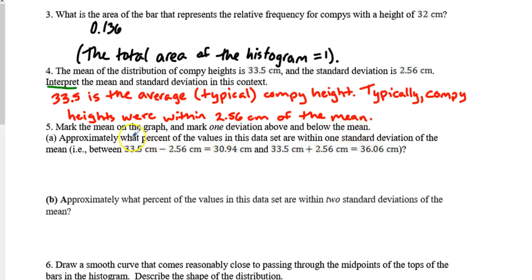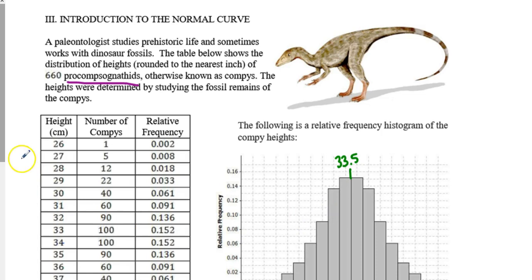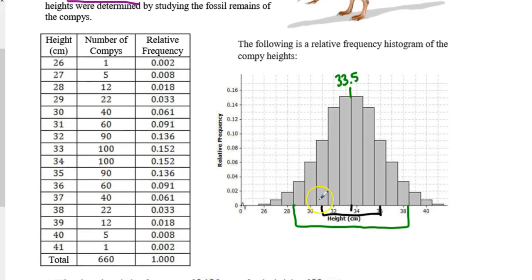Now let's mark. We already marked where the mean was and where 1 deviation above and below were. So what percent of the values are within there? They said, well, let's call that about 31 to 36. Let's check out how that did with our estimate. So they're saying 31, that's right in here, up to 36.